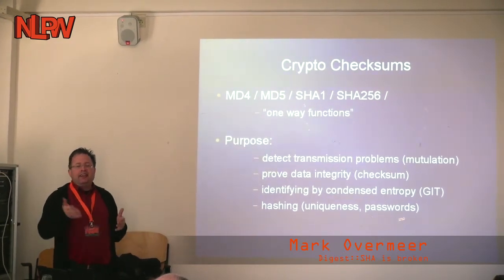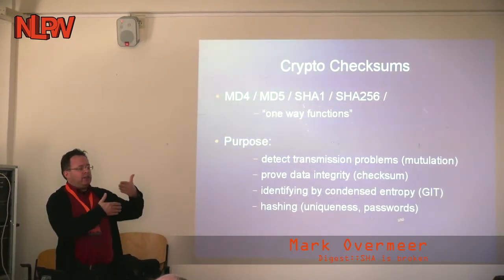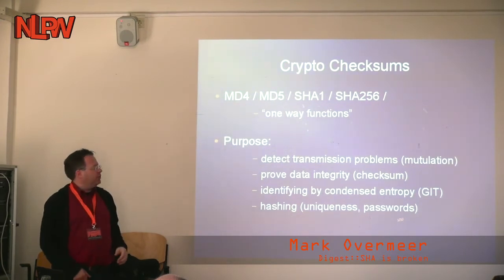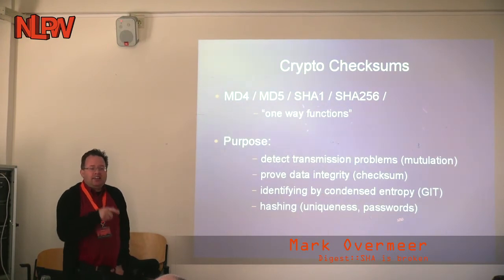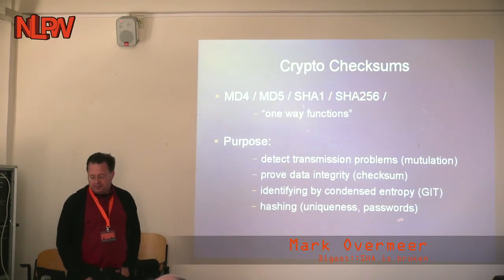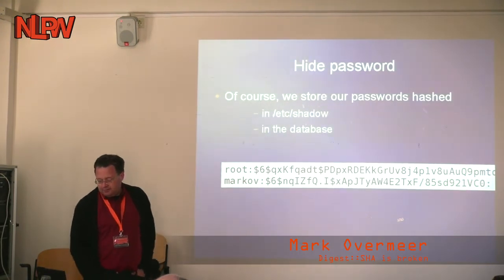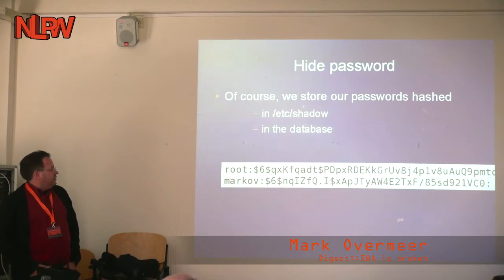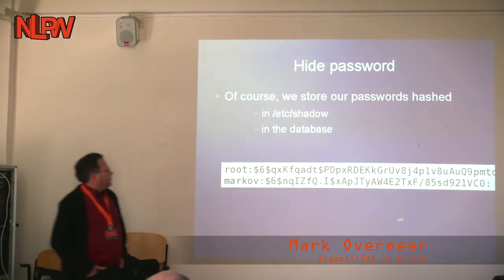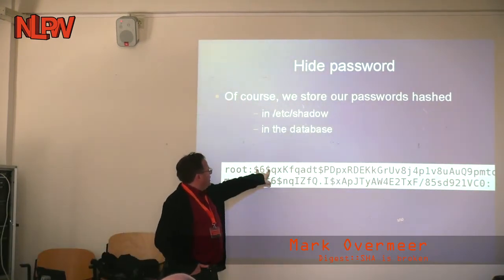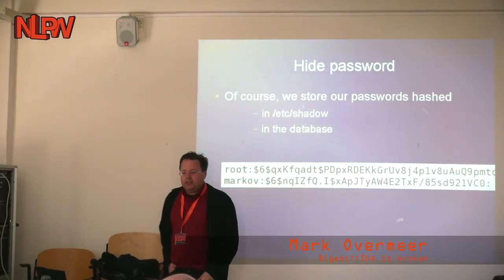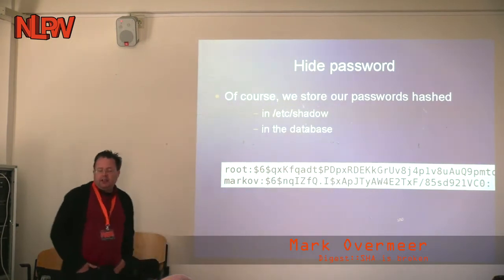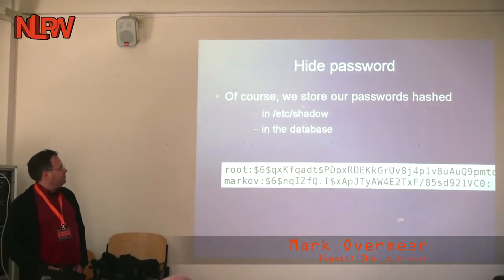So you calculate the MD5, and if someone else comes with the same password, then it will result in the same MD5. But it's very hard to find a password which is different, which also matches the same MD5. So, for instance, it is used to hide passwords in the shadow file. This is an indication of what algorithm is used, the MD5 or SHA-1 or whatever. And the password is nowhere in plain text.